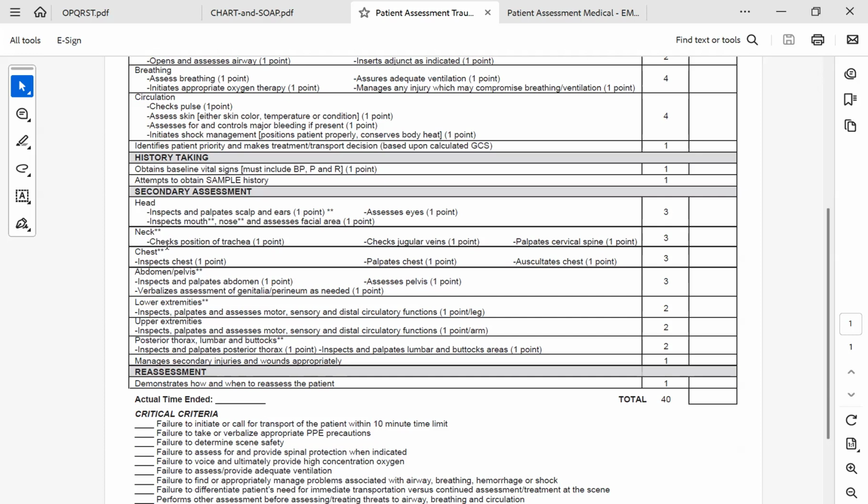We're going to look at the neck. We're going to check the position of the trachea. It's called tracheal deviation. If it's shifted to one side or the other, that can mean things. Check for jugular vein distension. That can mean some cardiac issues going on and some other issues if their neck veins are popping out.